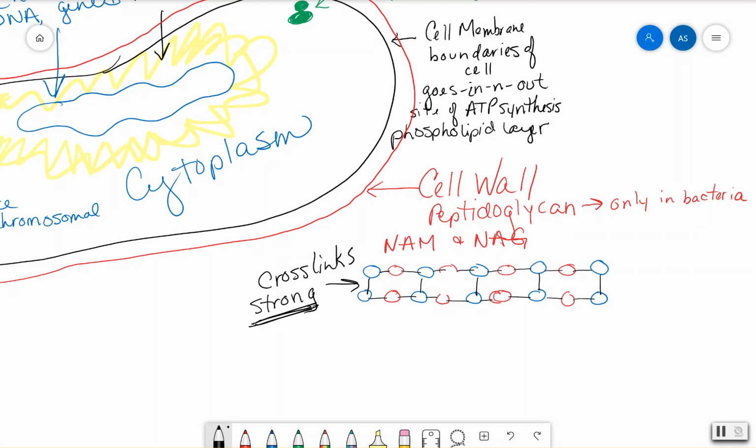Otherwise, it would be like wrapping a ball with a piece of twine. The twine would continuously slip off. These cross-links make the peptidoglycan more like chainmail armor. It gives it a lot of strength so that the bacteria can resist bursting due to osmotic pressure. So the one thing the cell wall does is it makes the cell strong. The other thing this does is it gives the cell its characteristic shape.